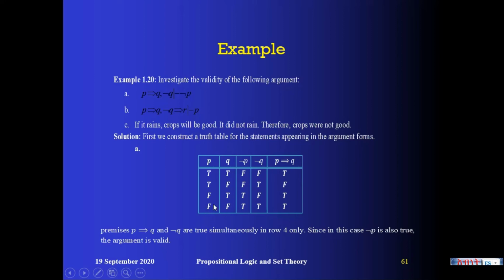So, can I say it's invalid? No, because here the conclusion is negation P and P is false. The negation of false is what? True. So our conclusion is true. So this is a valid argument.